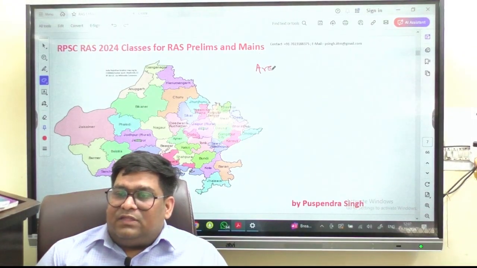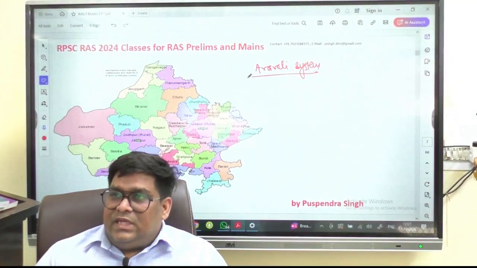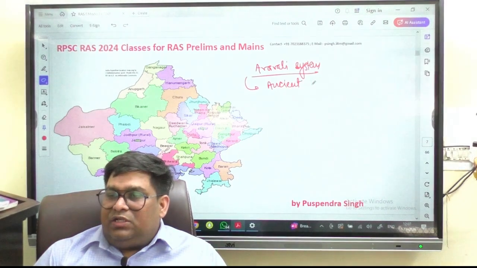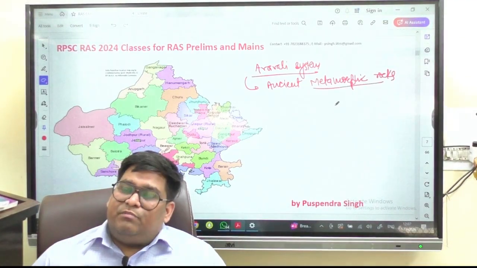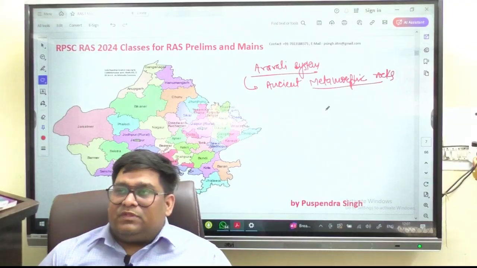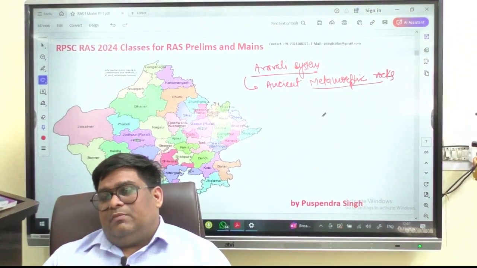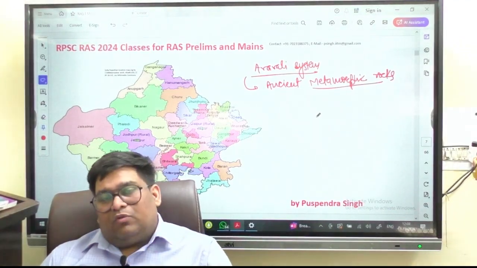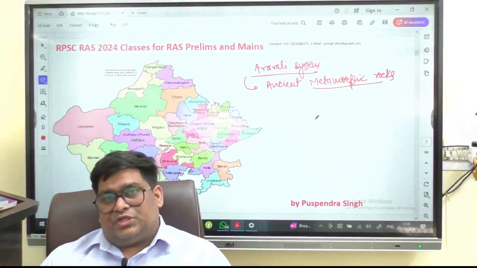Then we'll have the Aravalli system. Let's take the Aravalli system. In the Aravalli system, you would again have the ancient metamorphic rocks. What is metamorphic rock? Metamorphic rocks are those rocks which have been formed under extreme temperature and pressure. Igneous rocks or sedimentary rocks convert into metamorphic rocks by undergoing a prolonged period of changes in the temperature and pressure conditions.